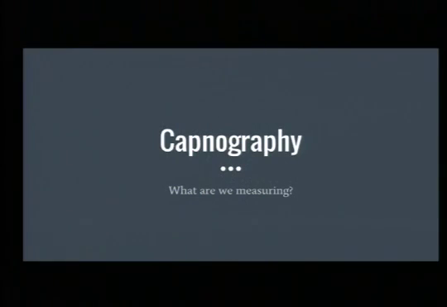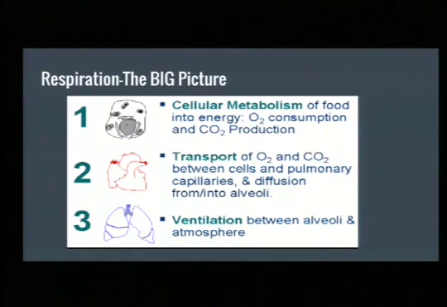So what are we measuring? Kind of the big picture and why we see what we see on the monitor, the numbers and the waveform, is this is really looking at our cellular metabolism. Your cells take oxygen in, and they produce CO2. That CO2 leaves your cells and gets transported via our bloodstream into our pulmonary capillaries and diffusion into the alveoli, and then ventilation is we bring that CO2 out.